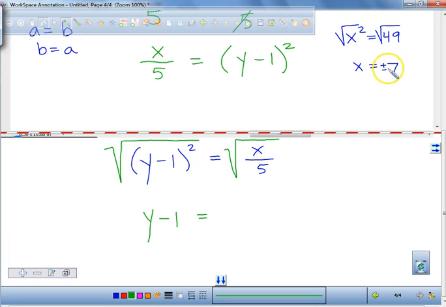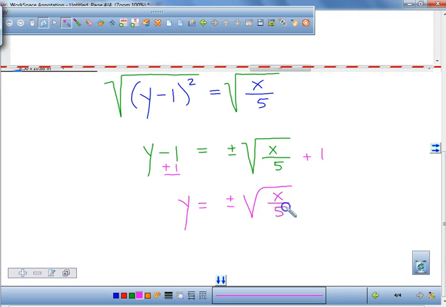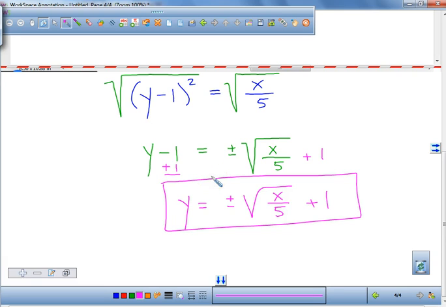Equals. Well, what did I do up here? I said it was a plus or a minus. So I have to say plus or minus square root of x divided by 5. Very important. You do plus or minus. Right? And last but not least, simply add 1 to this side, add 1 to this side, and your final equation is y equals plus or minus square root of a number divided by 5, plus 1. So what I'd like us to do is look at what this will look like in the graphing calculator.